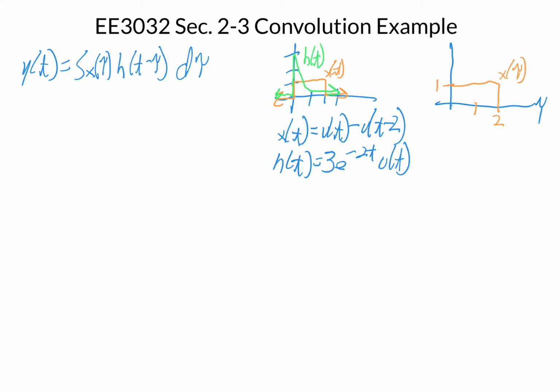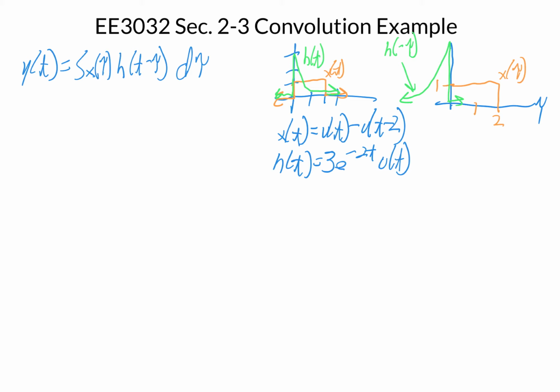Now, h of t minus tau is a little bit trickier. So here we have a couple things happening. First of all, the independent variable tau is negative, so we reflect h. If we just have h of negative tau, it's going to look like, let me draw that a little better. Starting at time 0, it's going to go back and be an exponential decay this way. So that right there is h of minus tau.